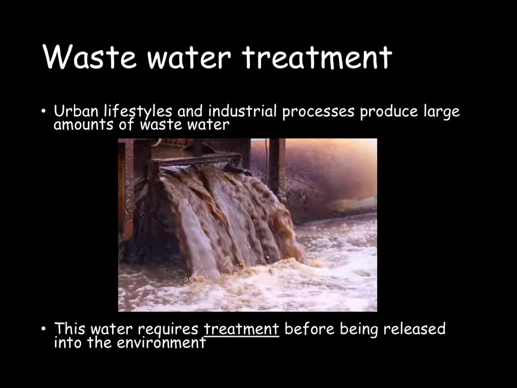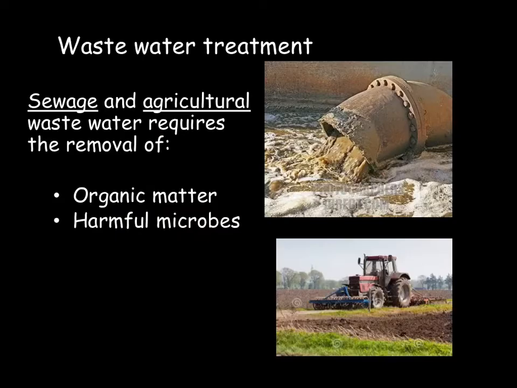Because of urban lifestyles, as well as industrial processes and farming, we produce a large amount of wastewater. This water must be treated before it is released back into the environment. When we treat this wastewater, we need to remove any organic matter and any harmful microbes that are present. This includes water that is used in industrial processes, for example in the Haber process. So how does sewage treatment work?